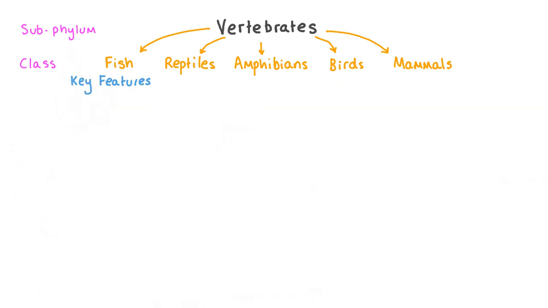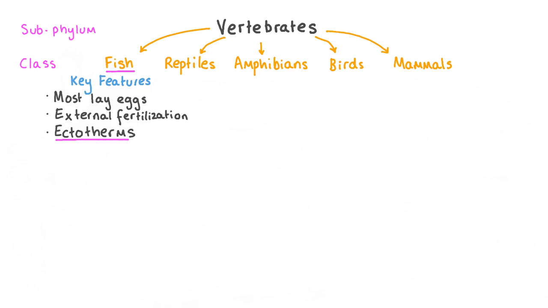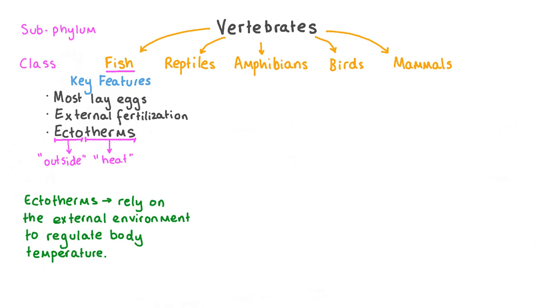Now that we know how these three classes differ, let's see the similar features that they have that cause them to be grouped together as fish. Most fish lay eggs, which are fertilized externally to the body of the organism. Fish are also ectotherms. The prefix ecto means outside, and the suffix therm refers to heat or temperature. This explains how ectotherms like fish rely on their external environment in order to regulate their body temperature. A term that was previously used to describe ectotherms, which you may be more familiar with, is cold-blooded. However, this term is inaccurate, as the blood of fish will not actually be cold.